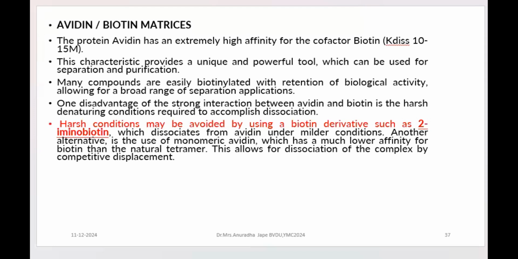Avidin biotin system, we have talked about it. So affinity chromatography, where the avidin biotin system is used as cofactor. So biotinylated molecules will get retained in the column and all others will get washed down. So you have to have the molecule of your interest along with the biotin tag.